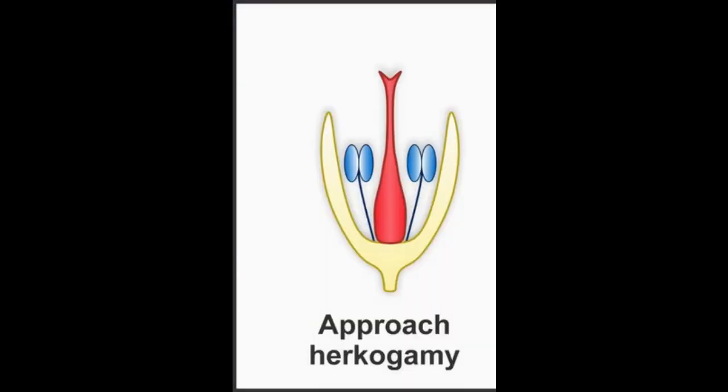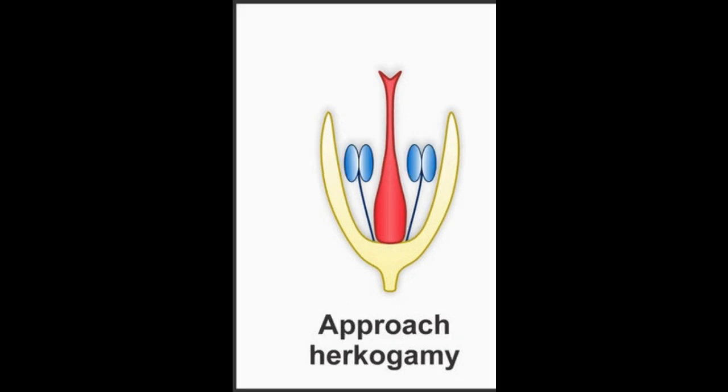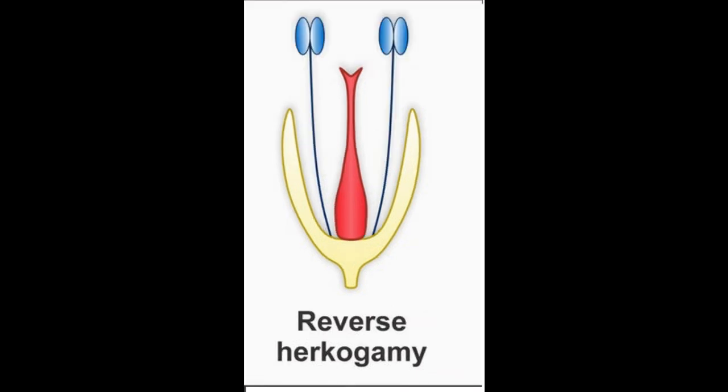Approach hercogamy is when the stigma protrudes beyond the stamens, and reverse hercogamy is when the anthers protrude beyond the stigma. In the approach hercogamy, the pollinator touches the stigma before it reaches the anthers, and in the reverse hercogamy, the pollinator touches the anthers before it reaches the stigma. So self-pollination is not at all possible.